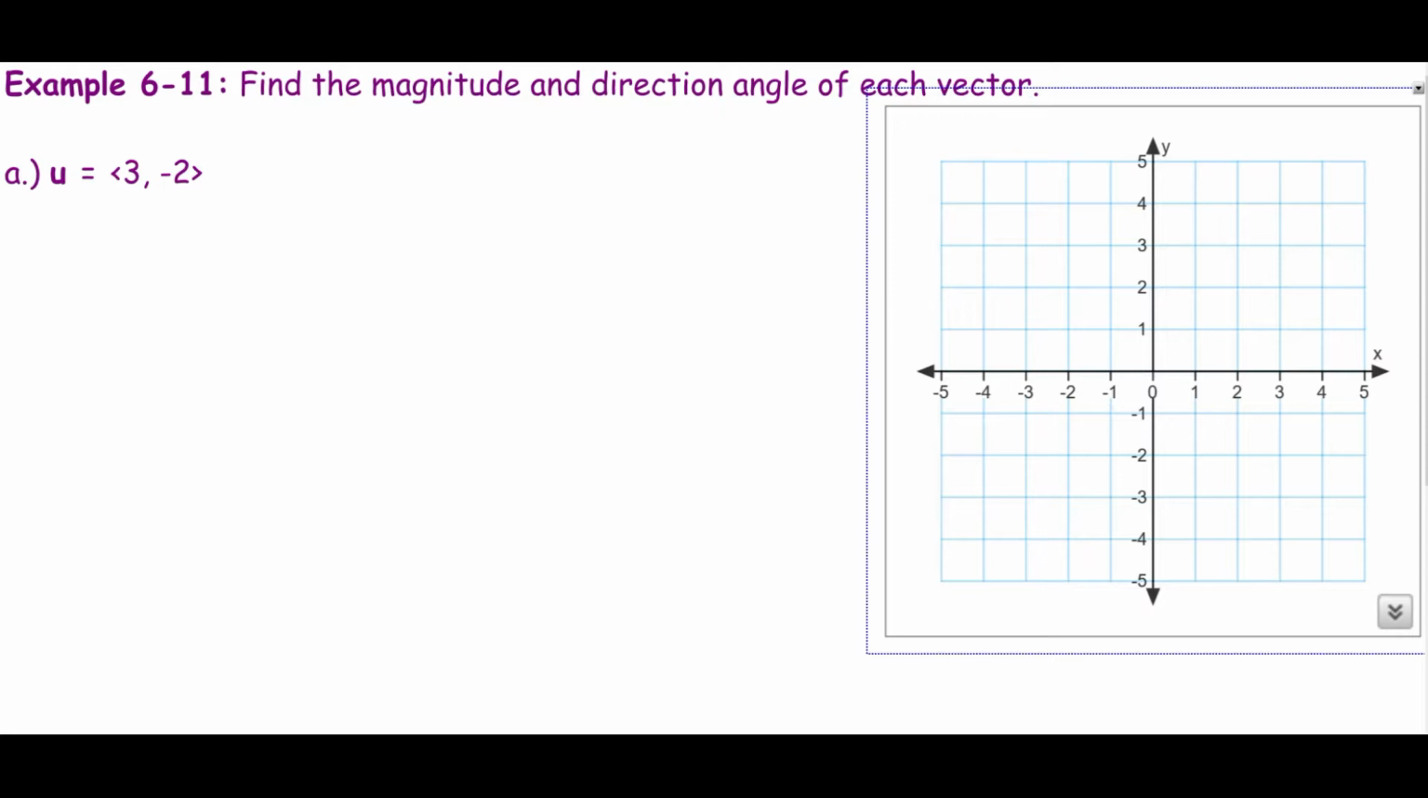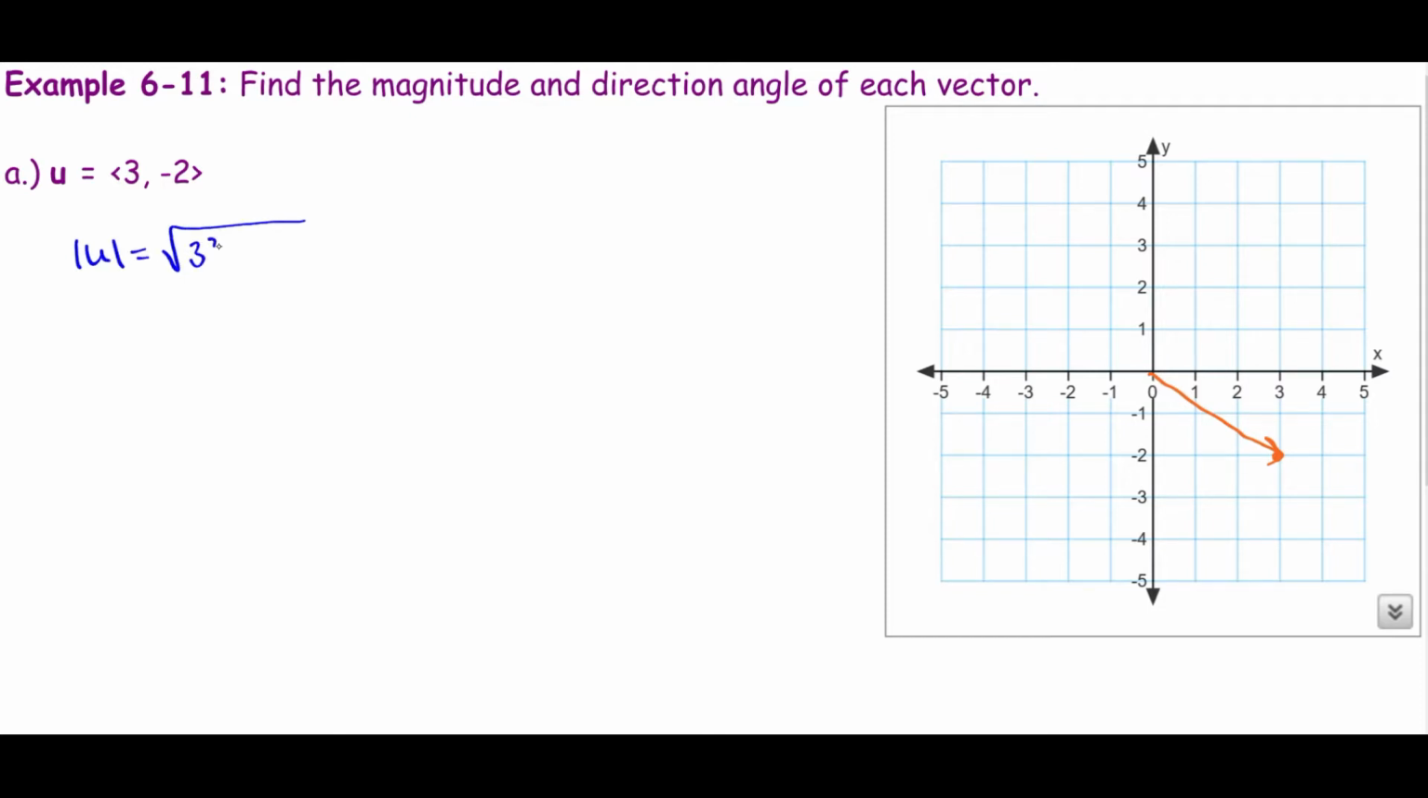So here we're going to find the magnitude and direction angle of this vector here. Remember, the first thing I'm going to do is figure out what quadrant I'm in. So if this is the vector 3, -2, then I would be here. So I'm in quadrant 4. Then the next thing I want to do is find my magnitude. The magnitude of V is going to be the square root of 3 squared plus -2 squared, which is going to give me 9 plus 4, which is the square root of 13.